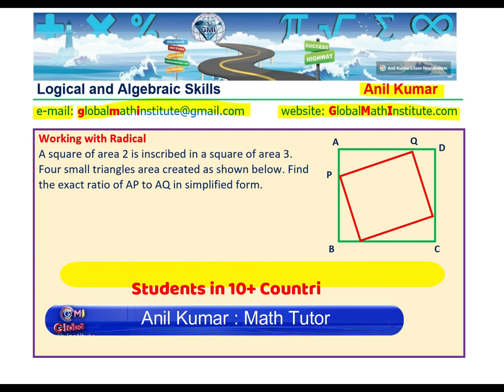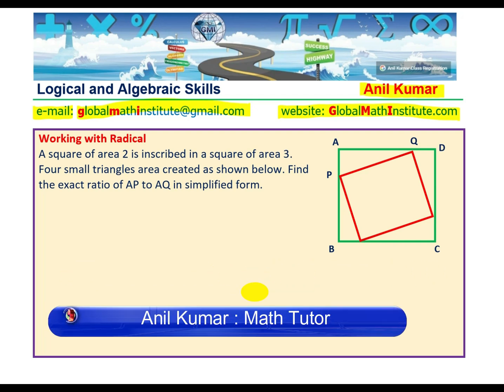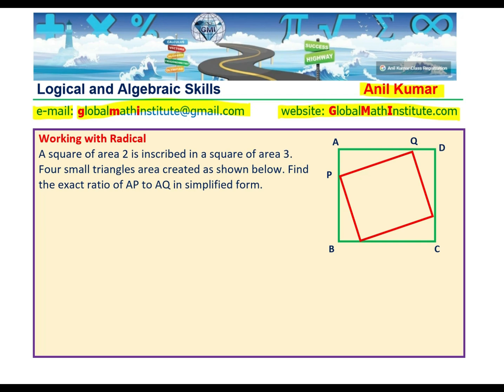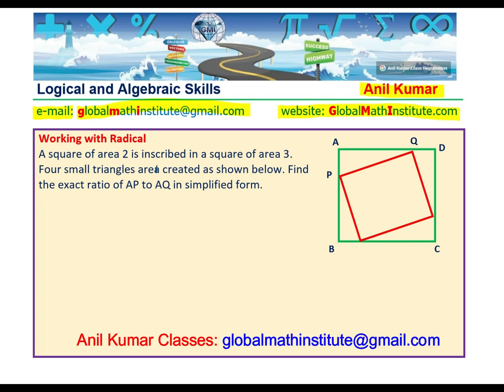We are going to solve this question, which is: a square of area 2 is inscribed in a square of area 3. Four small triangles are created as shown below. Find the exact ratio of AP to AQ in a simplified form. So the two squares are ABCD and PQRS.